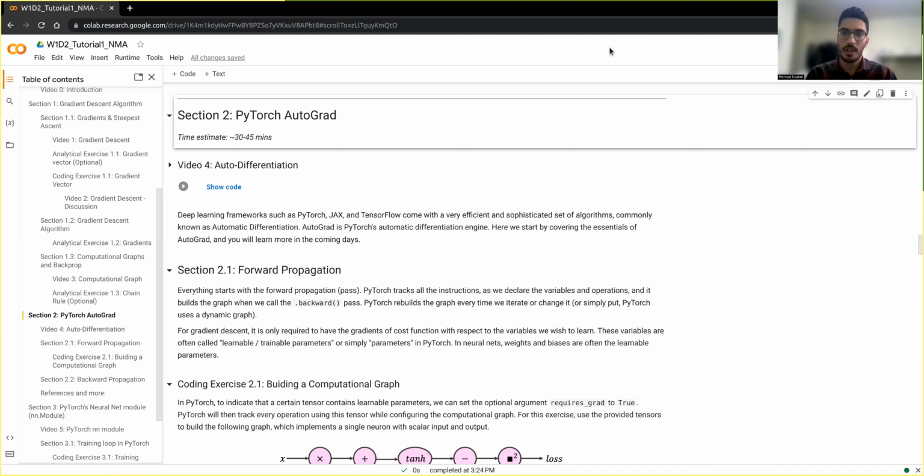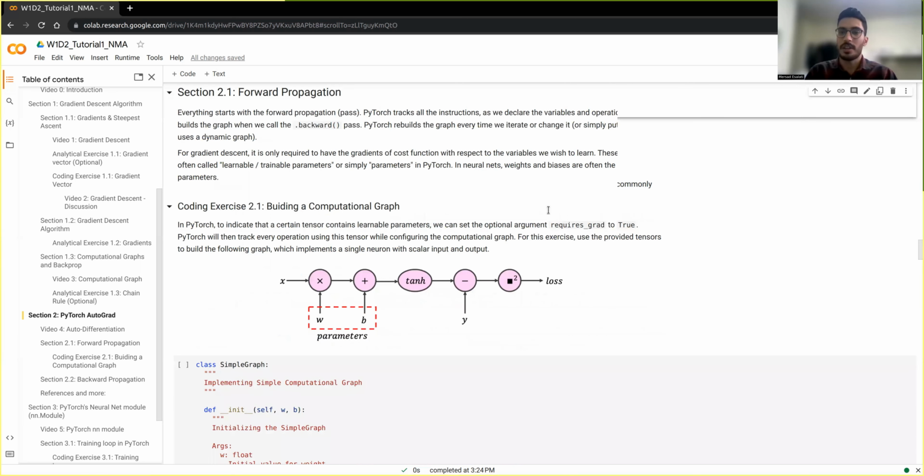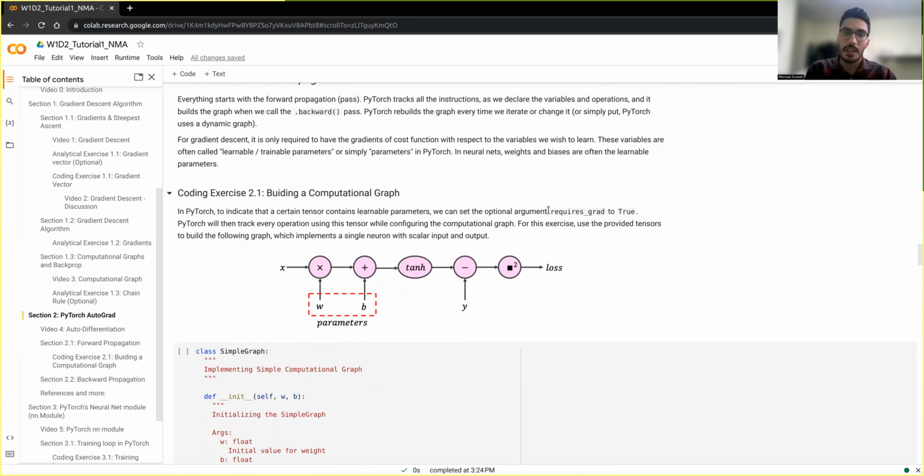In PyTorch, a computational graph is a directed acyclic graph, or DAG, that represents the computations performed by a neural network. In this graph, nodes are representing the intermediate values and operations performed during forward propagation. And the edges are representing the dependency between them.